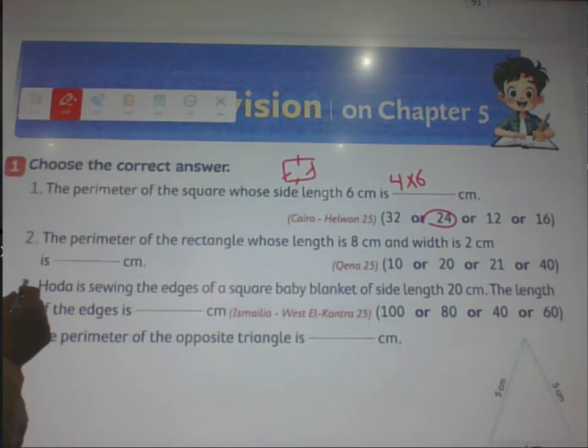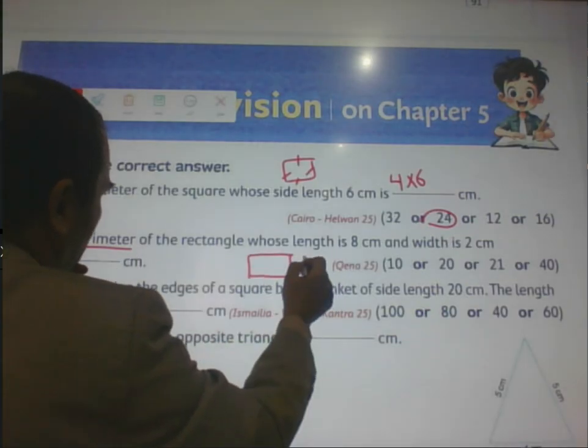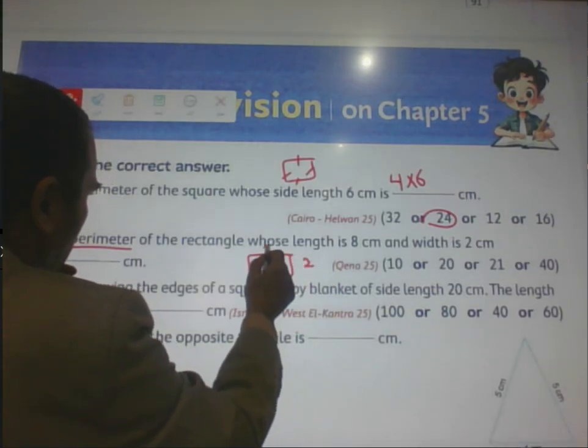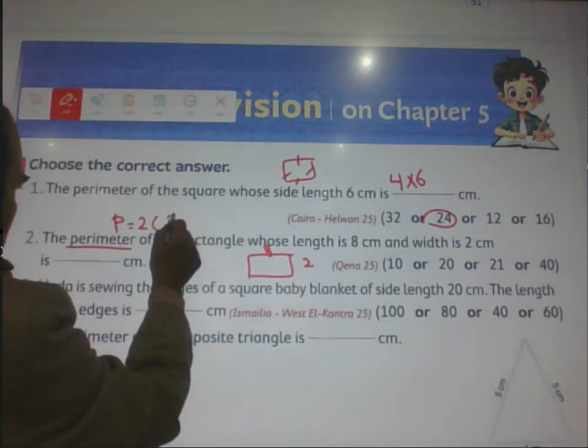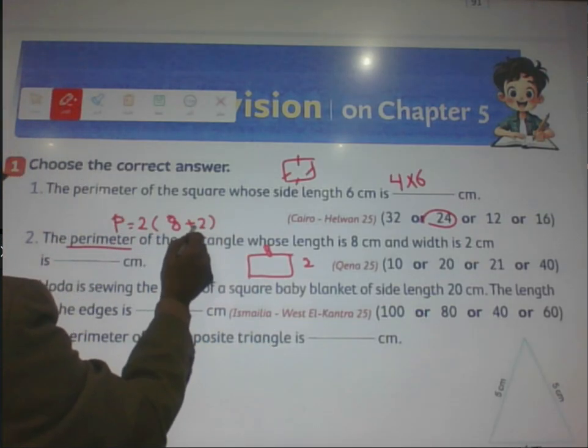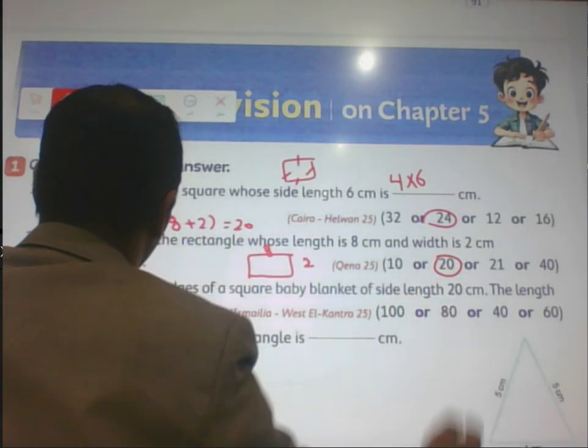Next, question number 2. The perimeter of a rectangle, we have 2 dimensions, length 8 centimeters and width 2 centimeters. Then the perimeter equals twice the sum of length and width, 8 and 2. 8 plus 2 is 10. 10 times 2 equals 20. Then the perimeter will be 20 centimeters.